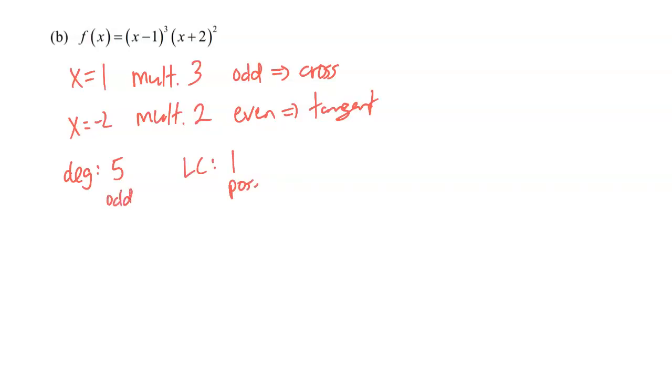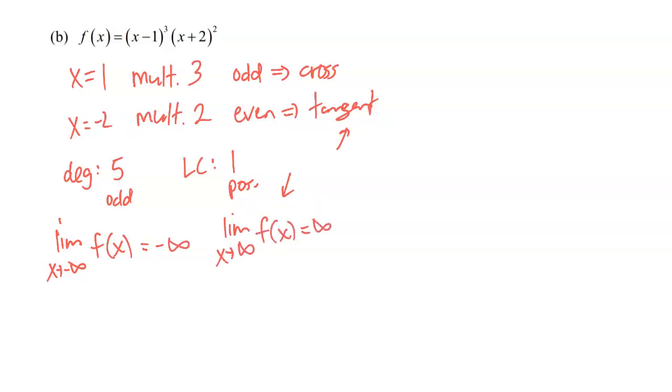This is an odd degree, and so therefore, this, again, is going to be down and up in our end behavior. And so if we write our end behavior limits, we have limit as x goes to -infinity of f of x. That's going to equal -infinity. And the limit as x goes to +infinity of f of x is going to be +infinity.